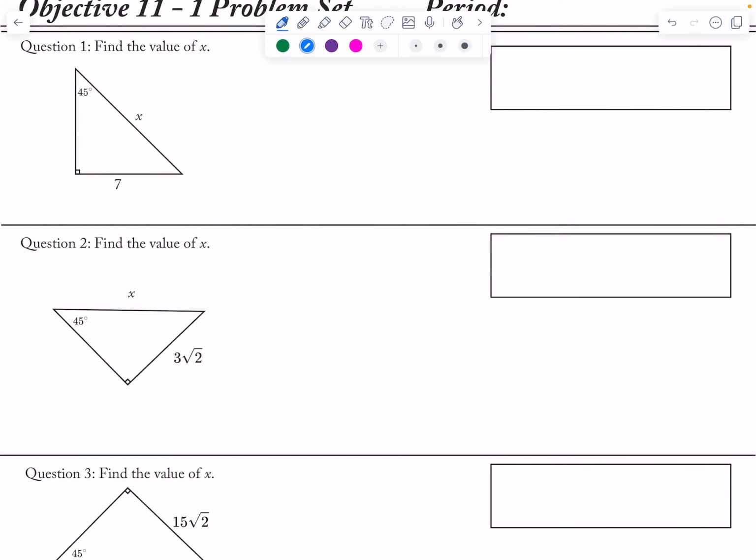Okay, so now let's go ahead and take a look at all the odd numbered questions. So again, this is a 45, 45, 90 triangle. So x is the same thing as the side length times the square root of 2. So x is 7 root 2.